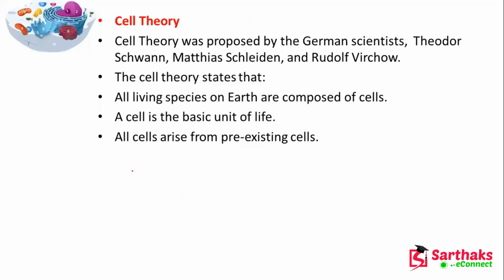Now the cell theory. The cell theory was first proposed by German scientists Theodor Schwann, Matthias Schleiden and Rudolf Virchow. The cell theory states that all living species on earth are composed of cells. A cell is the basic unit of life. A cell arises from pre-existing cells. Due to reproduction, all cells arise from pre-existing cells. Okay.